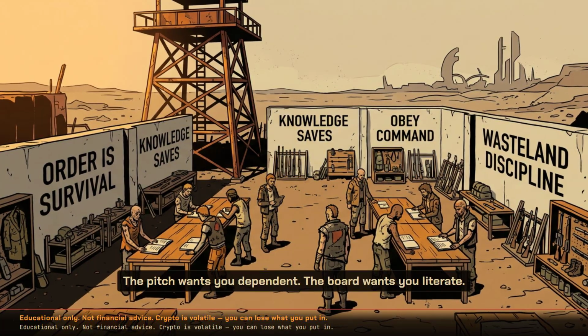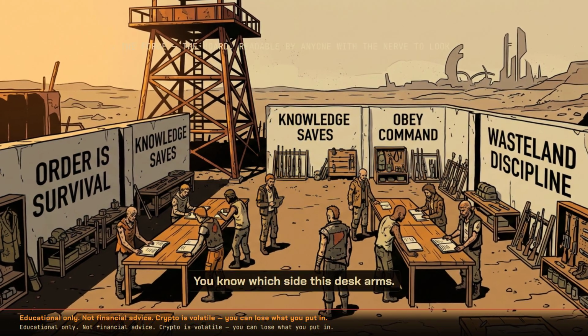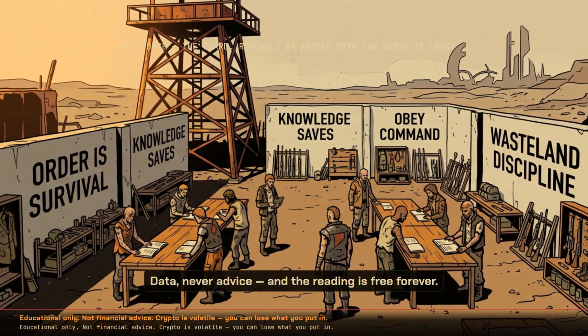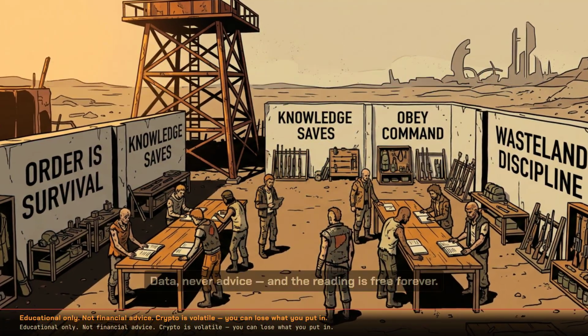It's the game made readable. The pitch wants you dependent. The board wants you literate. You know which side this desk arms. Data, never advice, and the reading is free forever.